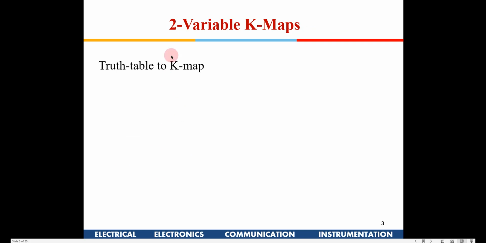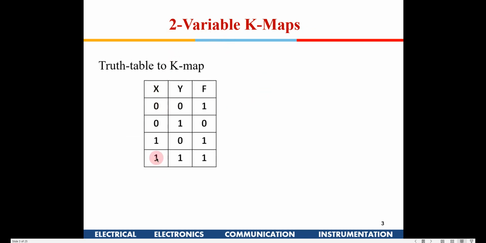It gives human beings a good understanding of how to solve these Boolean expressions, to minimize the Boolean expressions. So first we will take a 2 variable KMap. What is 2 variables? There are 2 variables and you have a function f. For 0 0 the output should be 1. So this is known as the truth table.